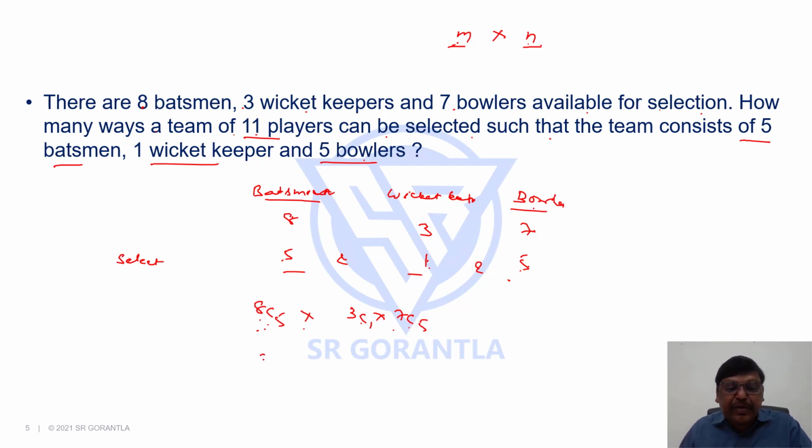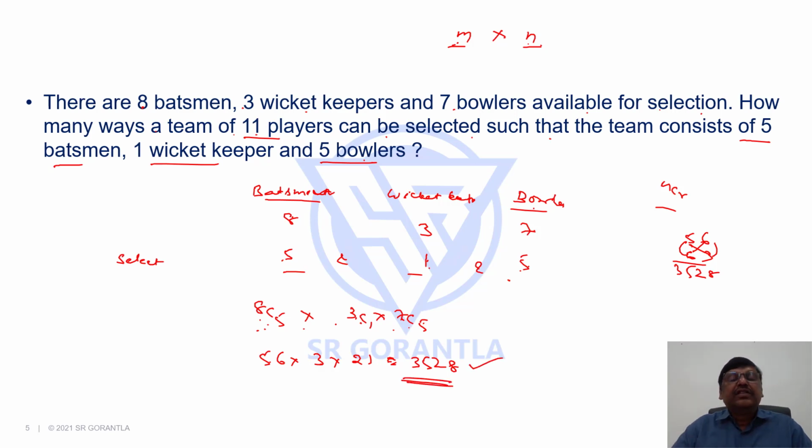8C5, if you calculate, it will be 56. 3C1, you know the formula, the nCr formula, you can do the calculation. 3C1 is 3, 7C5 will be 21, 7 into 6 by 2, that is 21. So now 21 into 3, 63. 63 into 56, if you multiply this, the answer is 3528. So the total number of options I have is 3528. Let's take up one more example.